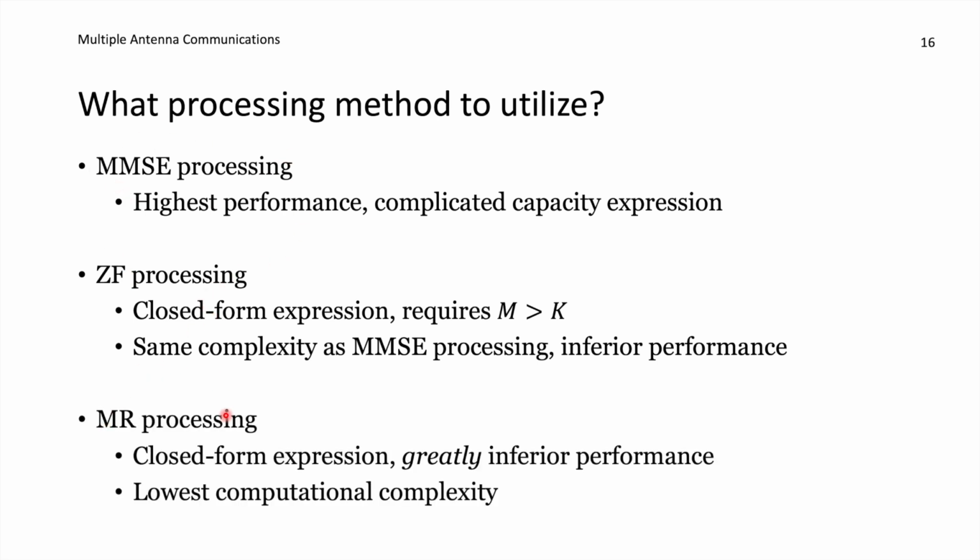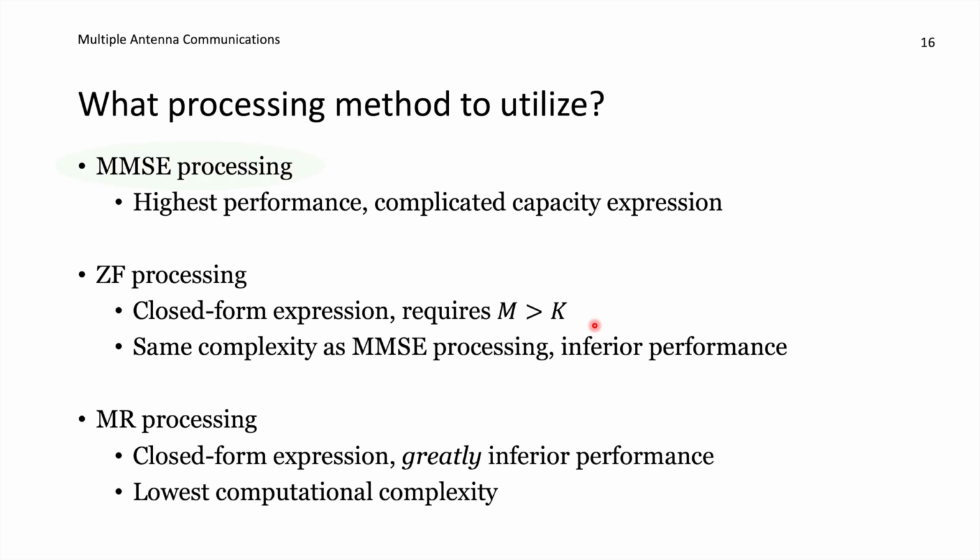And finally, we have MR processing, where we also have a closed form expression, and in many cases it has greatly inferior performance. However, it also has the lowest computational complexity because there are no matrix inverses. And in the beginning of the development of Massive MIMO technology, there was a lot of interest in maximum ratio processing because it was believed that the complexity of zero forcing and MMSE processing would be too high. And it might indeed be like that when you have very many antennas. But for 100 antennas or so, we can definitely apply zero forcing and MMSE processing because the complexity of the inverses is mainly dependent on the number of users, K.